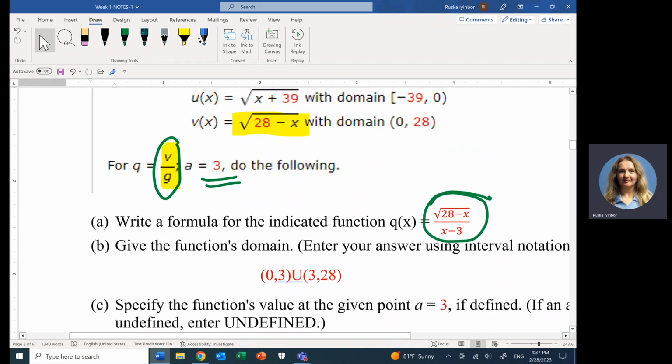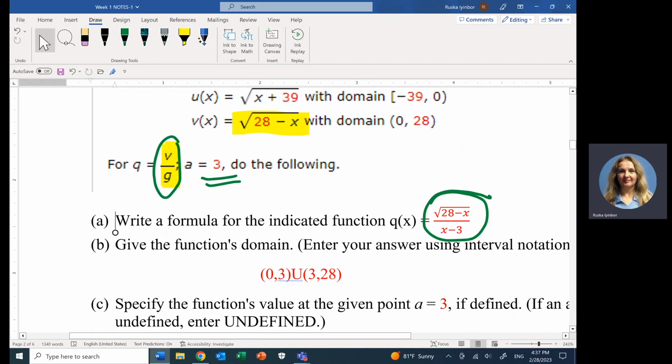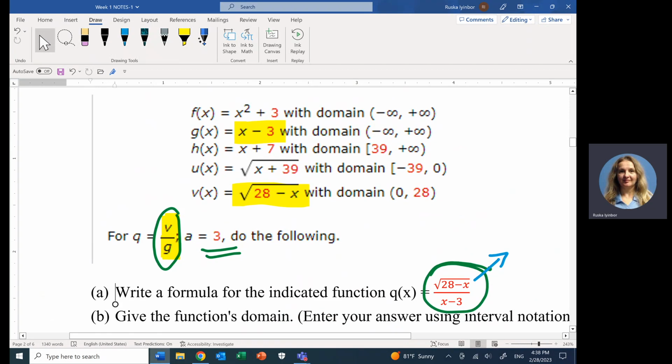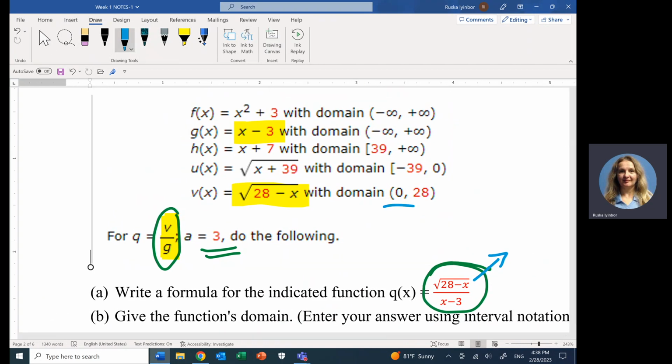And the next part of it, you have to find the function's domain. So here we have this function, we just get a square root over x minus 3. So we're going to use the domains for both of the functions, which combined give us the function Q. So the top function, the top of this fraction, has domain, let's look at it, V, the domain is from 0 to 28. This is the domain for the top function. So the top is from 0 to 28.